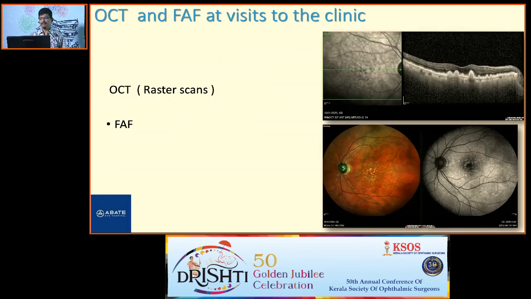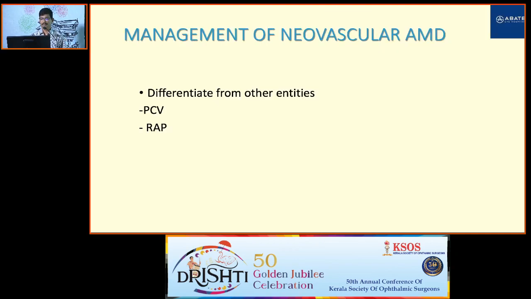And whenever the patient visits the clinic, we should do an OCT and fundus autofluorescence. And on OCT, mind you, we should always take raster scans, which will scan the entire length and breadth of the macula. This is to avoid missing an extrafoveal CNVM, which you may miss if you scan only the fovea. Fundus autofluorescence will help us to identify areas of geographic atrophy.